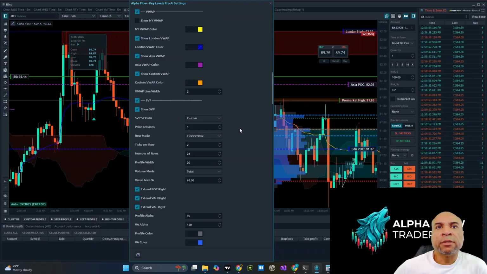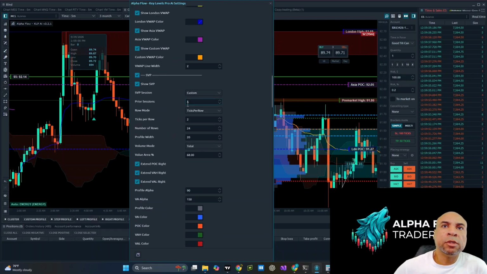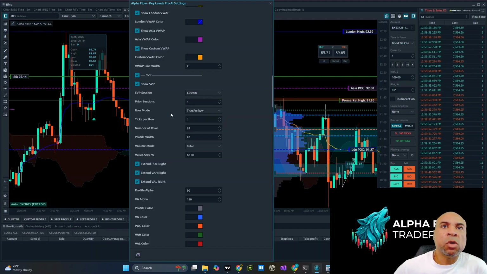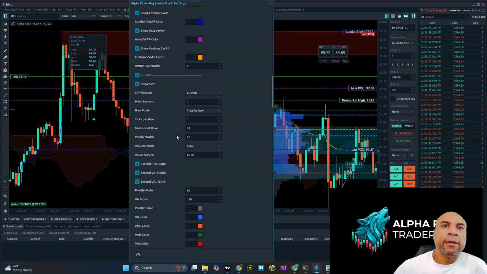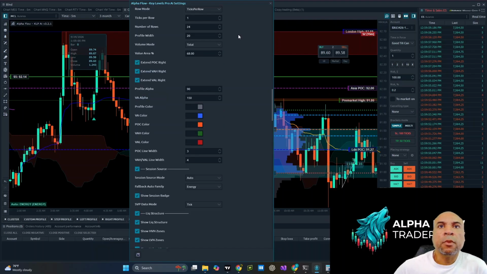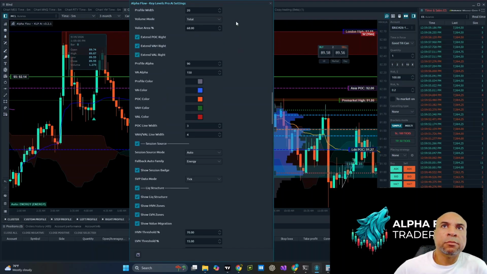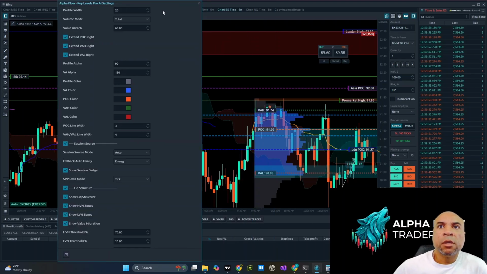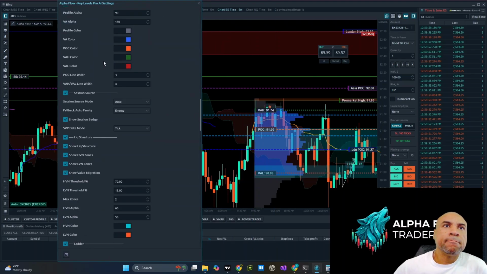Here's your session volume profile settings. You can set how many prior sessions you want to be able to see. Ticks per row, I normally actually have this at 1. It is in tick mode, my session volume profiles. These are the point of controls, value highs and lows. You can have them extended to the right if you wanted to, which I do. Profile alpha, which is just your opacity. Let's see what else we got. These are your colors for the volume profile, which you can change to whatever you want as well.